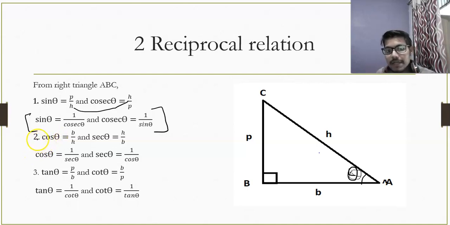The same applies to cos theta. Cos theta is base upon hypotenuse and the reciprocal sec theta equals hypotenuse upon base. So from here we derive that cos theta is 1 upon sec theta and sec theta is 1 upon cos theta. As we can write sine theta as 1 upon cosec theta.